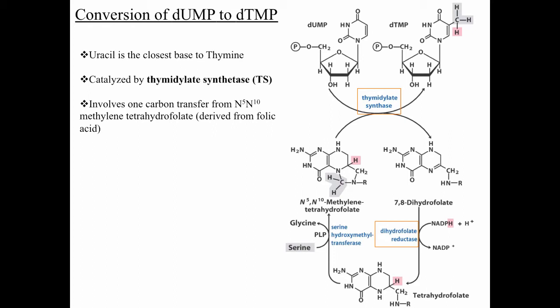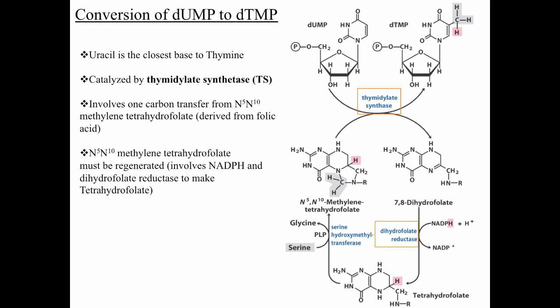And then this also produces 7,8-dihydrofolate. Now, this is a cofactor or coenzyme, and it has to be regenerated in order to keep this thymidylate synthase reaction going. This involves the enzyme dihydrofolate reductase, which reduces 7,8-dihydrofolate into tetrahydrofolate, and then another reaction, which converts tetrahydrofolate back to the N5,N10-methylene tetrahydrofolate, which then can be reused for the thymidylate synthase reaction.